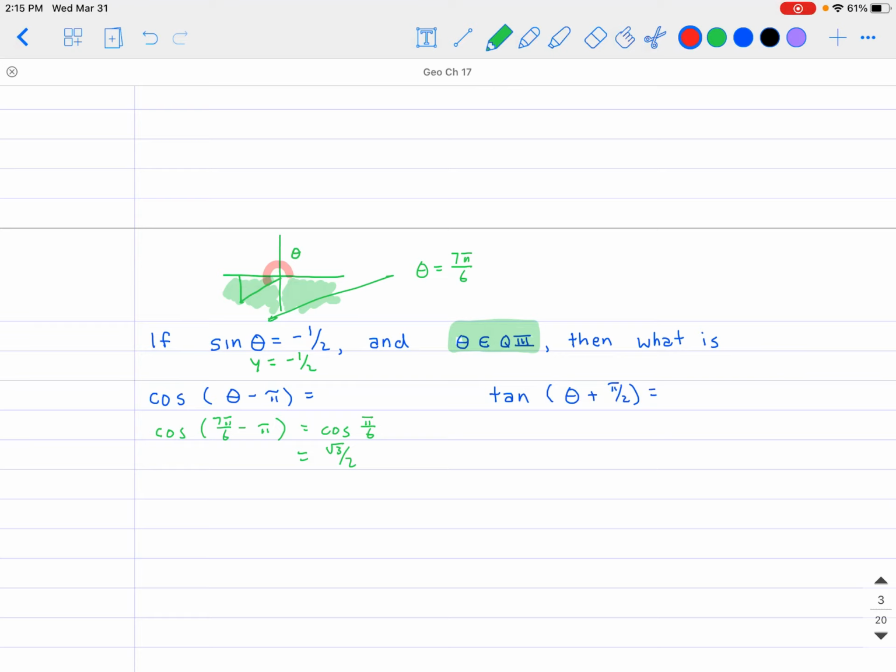And then for tangent, same thing. That's going to say tangent of 7 pi over 6 plus pi over 2. Now, that is going to give you something kind of nasty, unfortunately. That is the same thing as tangent of, let's get a common denominator, 7 pi over 6 plus 3 pi over 6. So the total in this case is equal to the tangent of 10 pi over 6, which I can then reduce to tangent of 5 pi over 3.